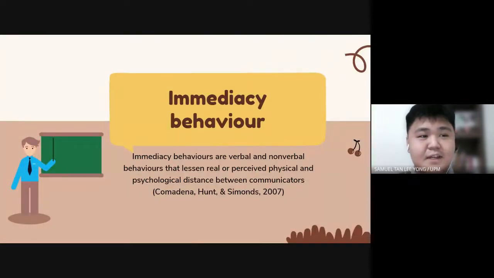So first of all, immediacy behavior is a very important component in the ESL classroom. So what is immediacy behavior? Basically, immediacy behaviors are verbal and non-verbal behaviors that lessen real and perceived physical and psychological distance between communicators. So this kind of immediacy behavior can shorten the distance between you and the students so that teachers and students will not have such a big gap between them, right?